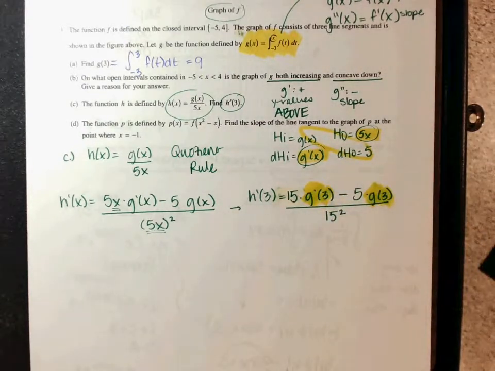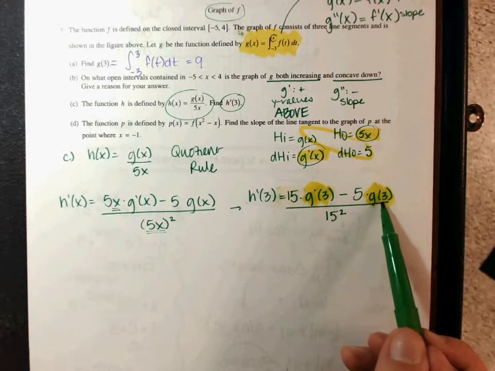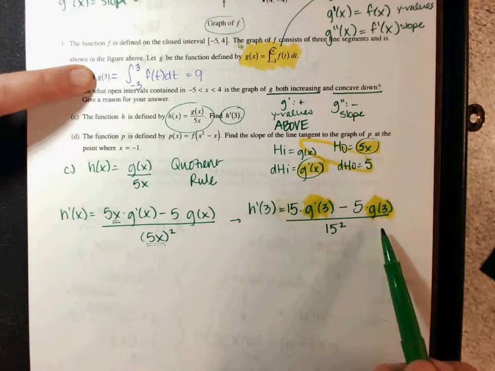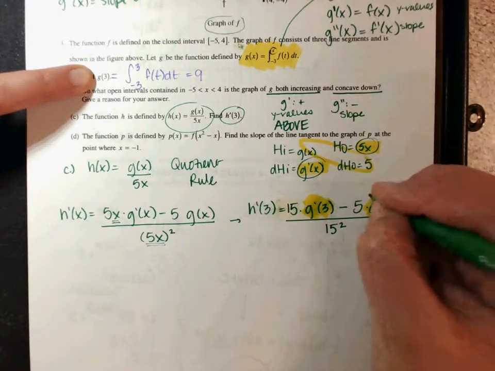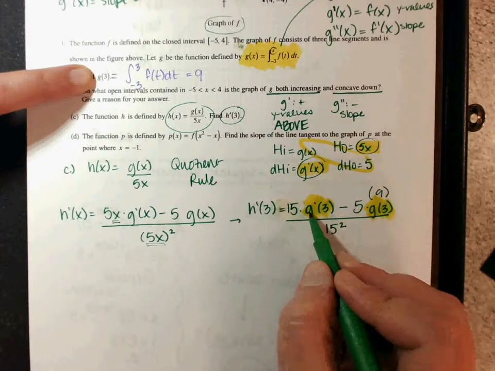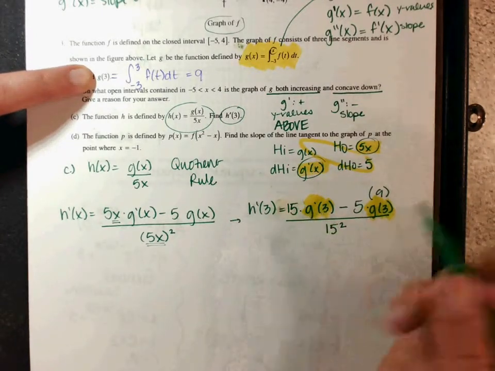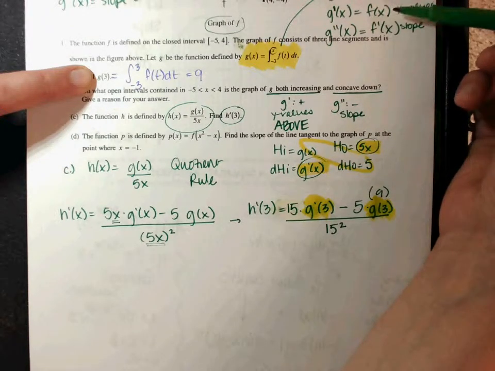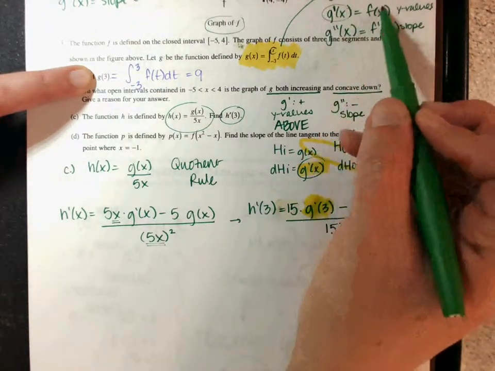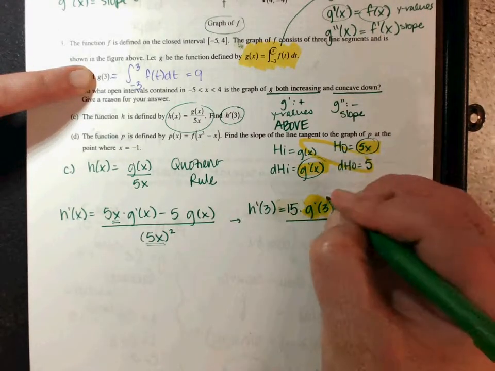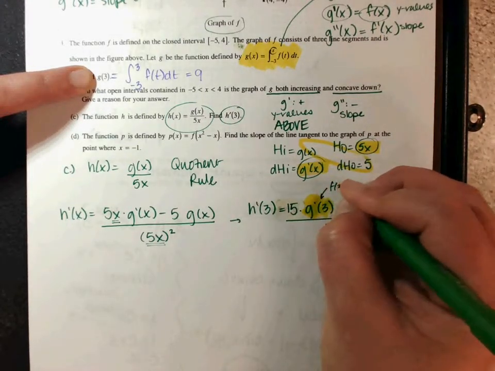So remember that actually, I found g of 3 earlier. Do you remember? That's what we found in part A right here. Okay, g of 3 already came out to be 9. So this is a 9. But g prime of 3, I'm going to have to go back and find. Now remember, as we wrote up here, g prime is the same as f. Okay, g prime is the same as normal f of x. So if I want g prime of 3, that's going to be the same as f of 3.